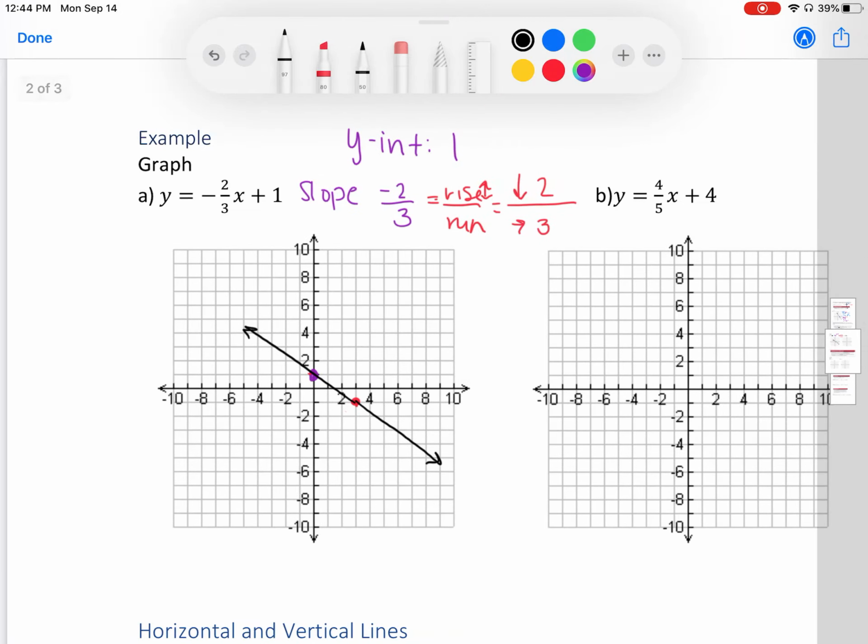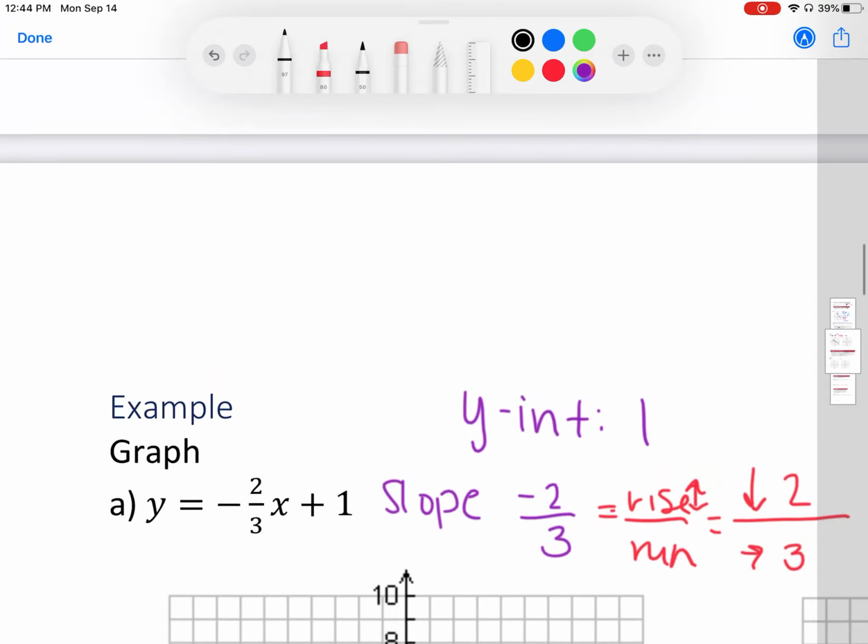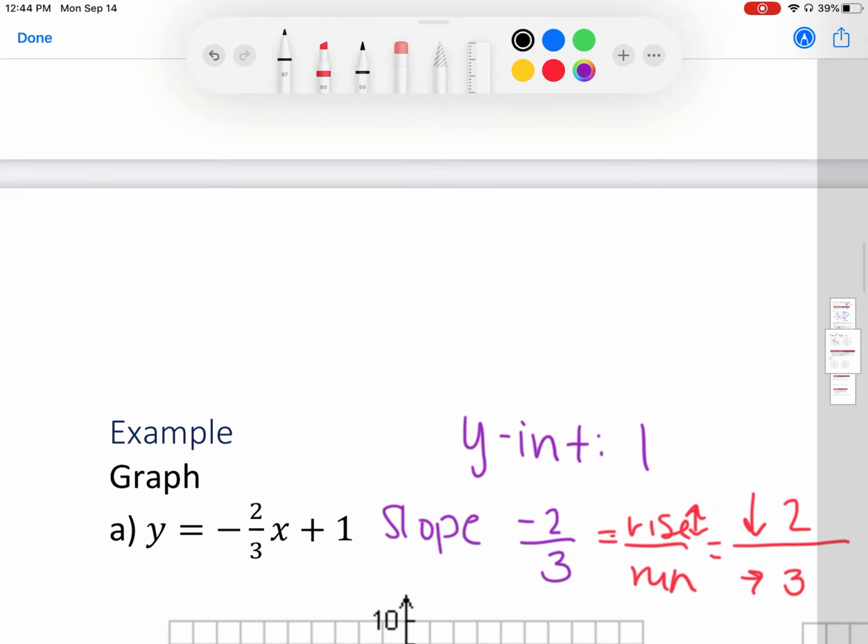Now, a question you might be thinking about, because I always get this question, is where does the negative go? So for our slope, I have negative 2 over 3. Well, my entire fraction is negative. It doesn't matter if you attach the negative to the 2 or if you attach it to the 3. As long as there's one negative, it makes our entire number negative.